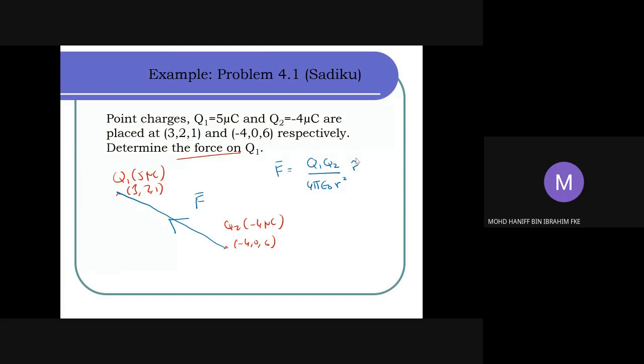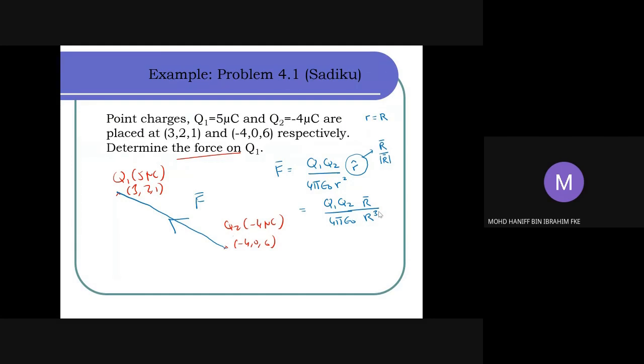But I prefer to use the vectors instead of the unit vector form, in which I can rewrite the unit vector in terms of the vector R over the magnitude of R. In this particular case, we are assuming that the small letter r is similar to capital letter R. So if we substitute, we can rewrite the equation to be Q1 Q2 over 4 pi epsilon naught, the vector of R over R to the power of 3. It's similar things.